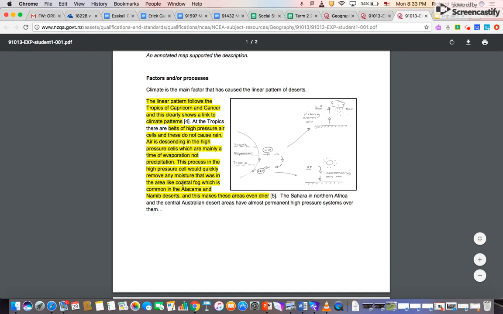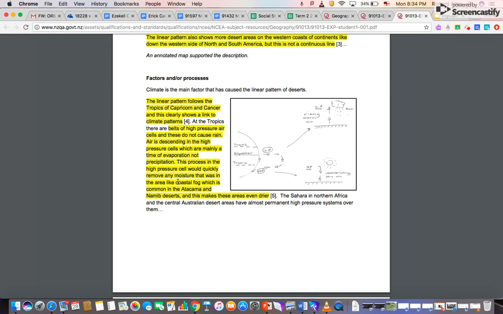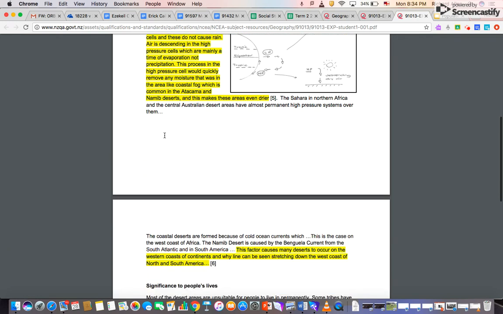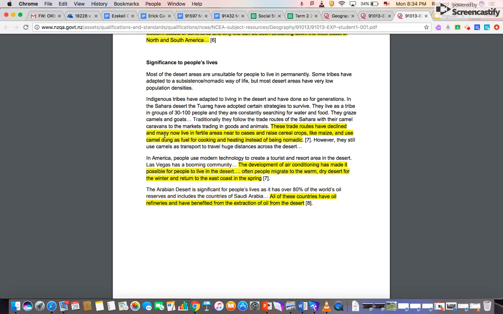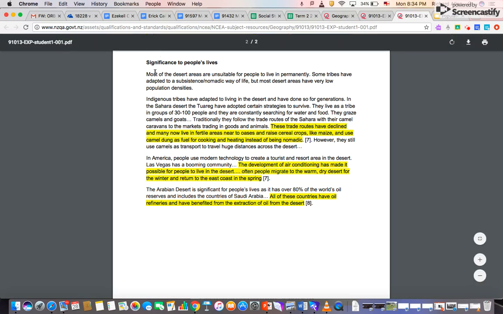Things you should be thinking about: making sure you name examples in your factors and processes, and you give amounts. Coastal fog, which is common in the Atacama and Namib deserts. You must name places, you must name places in every single section. The last section is about significance, here we go. You can say here the deserts are mostly unsuitable for people. So you talk about how deserts have an impact on people's lives in this.